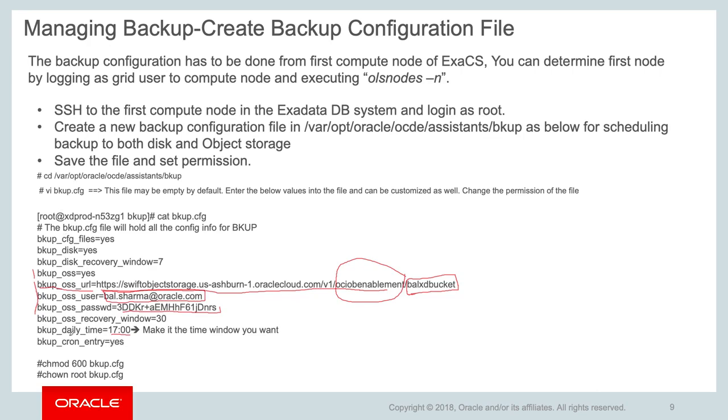So with these parameters, you have specified the minimum values needed for your backup configuration. It means I want backups on my recovery area as well as on my cloud object storage. And then you need to set permission as 600 on this backup file, and change the ownership of this to root.